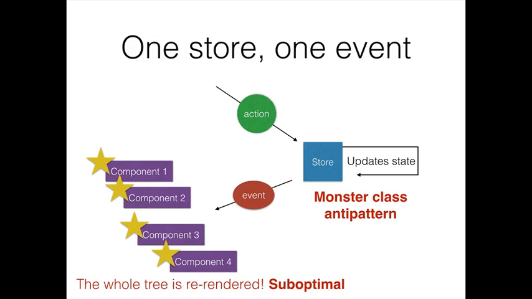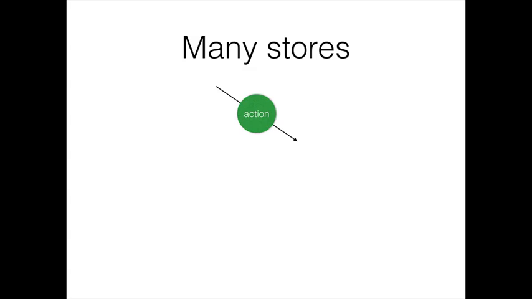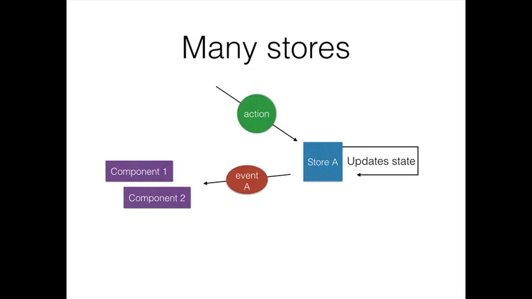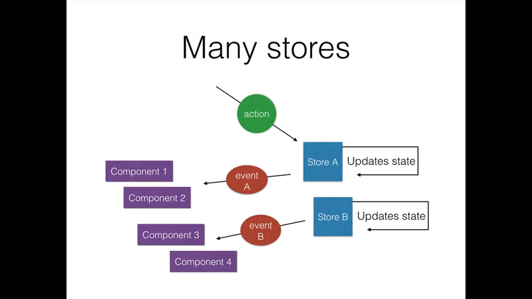So I decided to take another approach with the second attempt, the one of having many stores. And I've seen many people doing this. Basically, you have an action that goes into store A, which updates itself and fires an event, and you have components listening to that. But the action maybe hits a different store, and a different action hits a different store, and so the second store updates itself, fires a different event, and different components update.